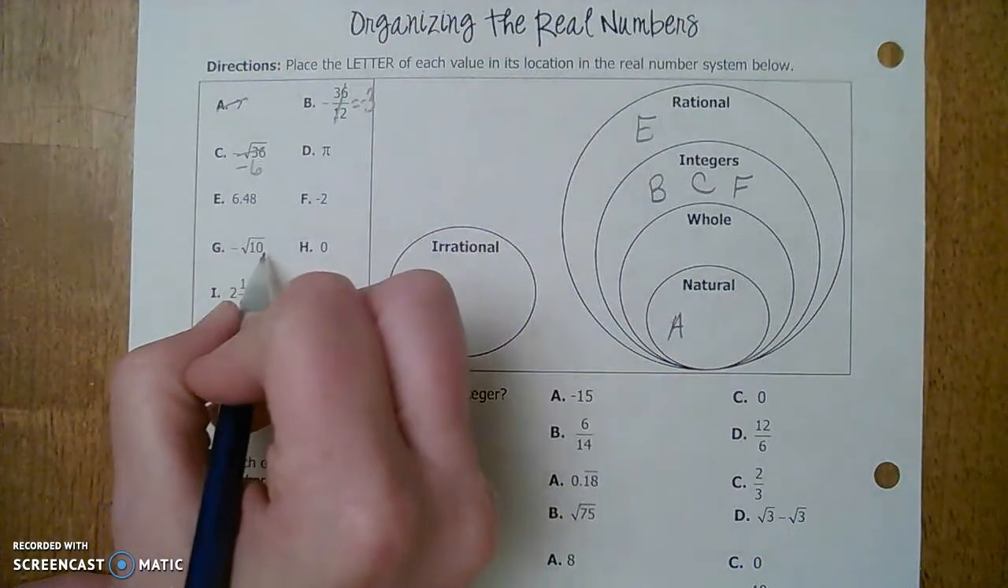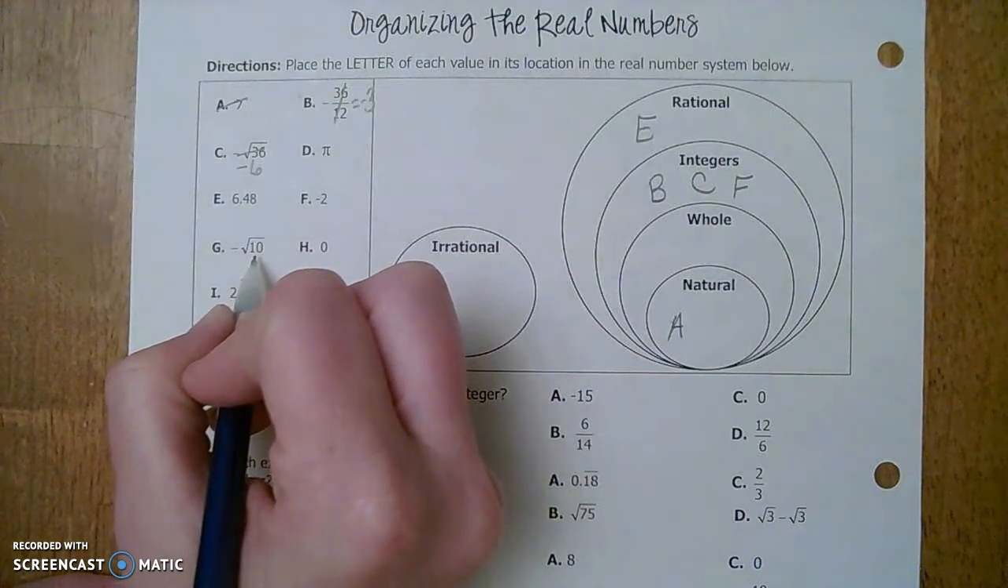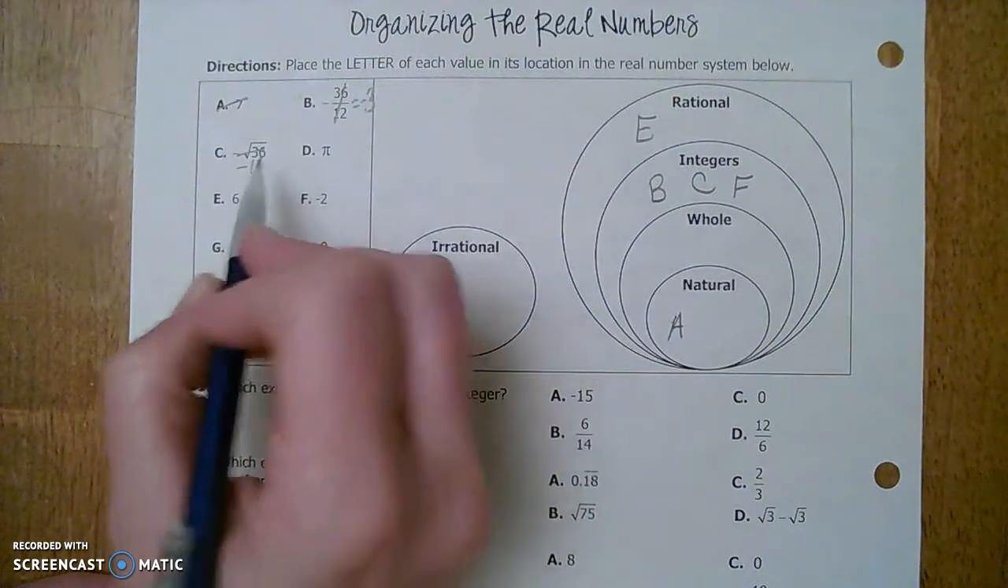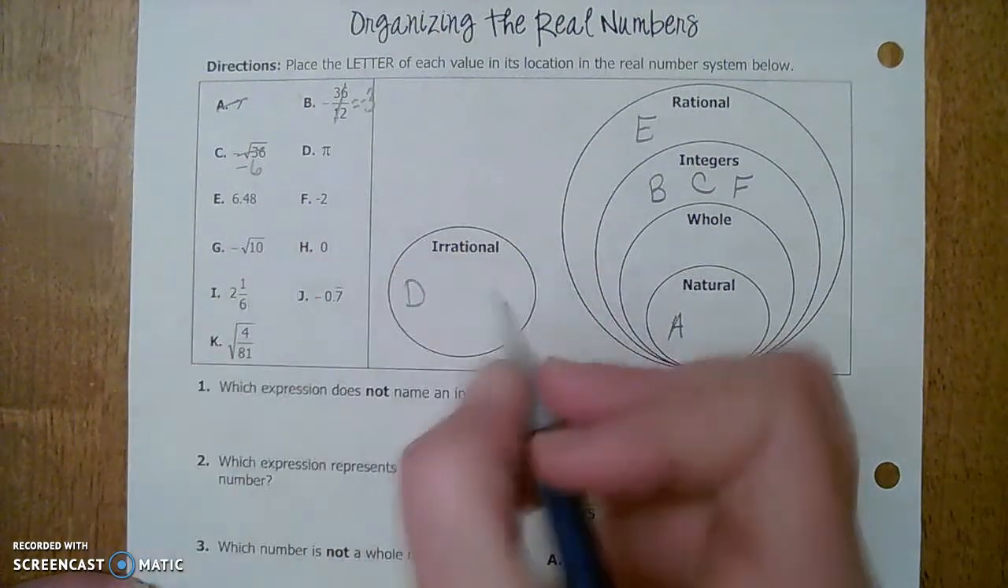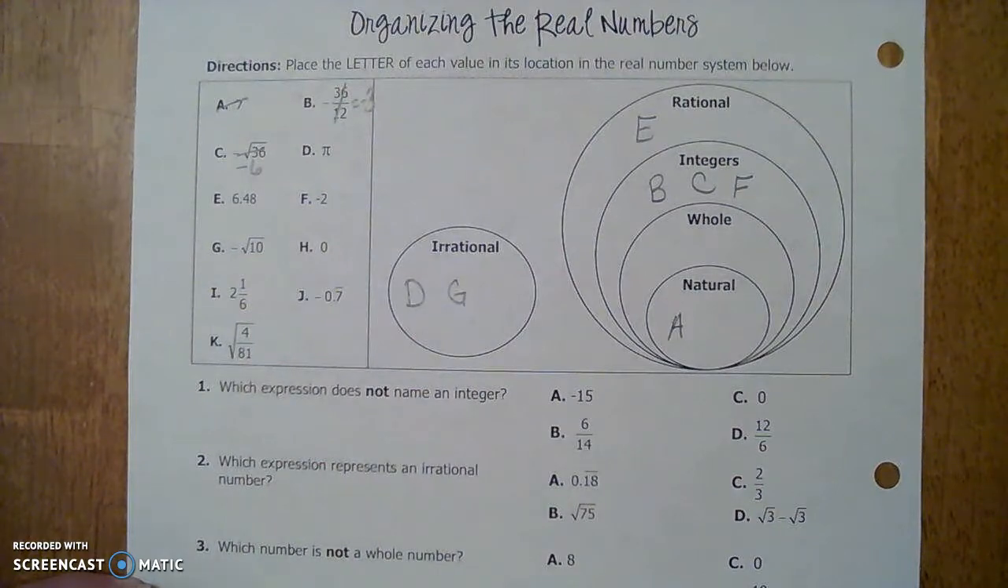Letter G is negative square root of 10. There is nothing that you can multiply by itself to get 10. 10 is not a perfect square. 36 was a perfect square. So this is going to be an irrational number. Again, you can type it in your calculator and see that it's just a crazy decimal.